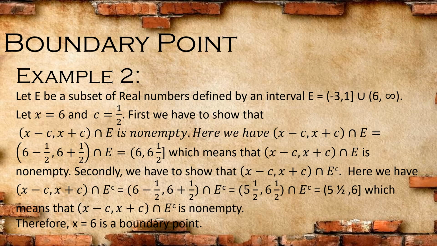Secondly, we have to show that the open interval x minus c and x plus c intersection with the complement of E is non-empty. Here we have 6 minus 1/2 and 6 plus 1/2 intersection with the complement of E, which is equal to the open interval of 5.5 and 6.5 intersection with the complement of E, which is equal to the interval open 5.5 and closed 6, which means that x minus c and x plus c intersection with the complement of E is non-empty. Therefore, x is our boundary point.